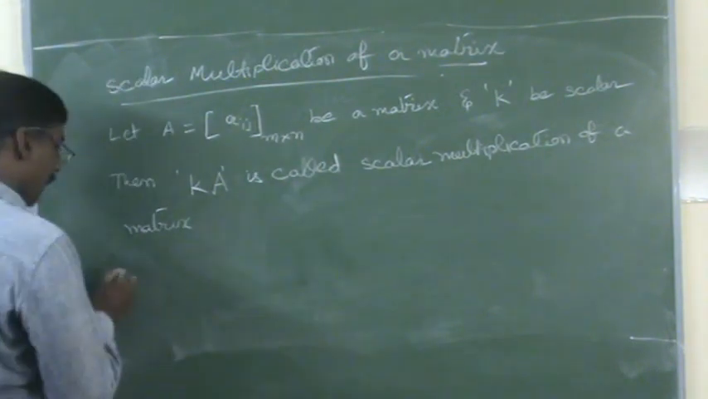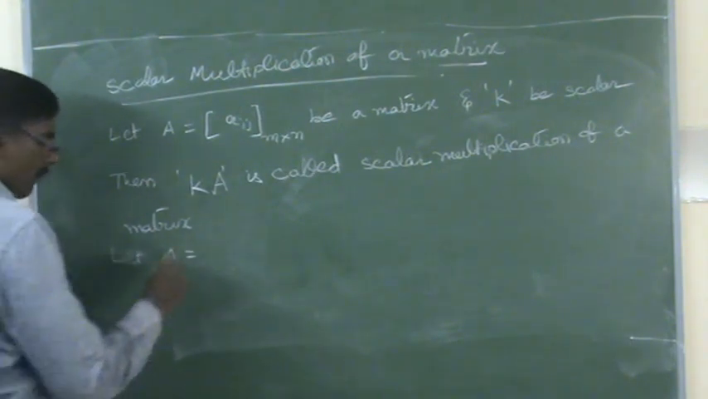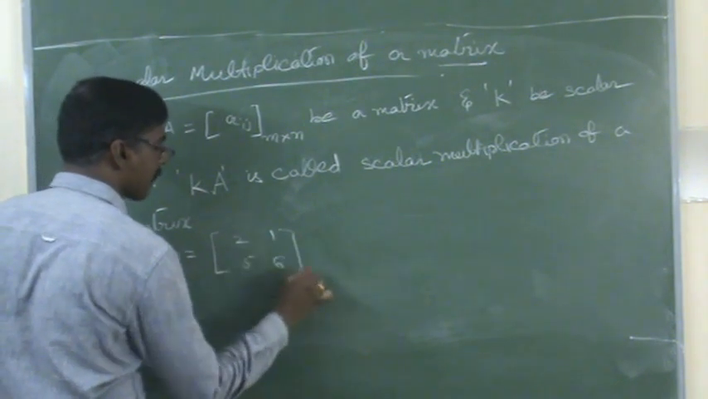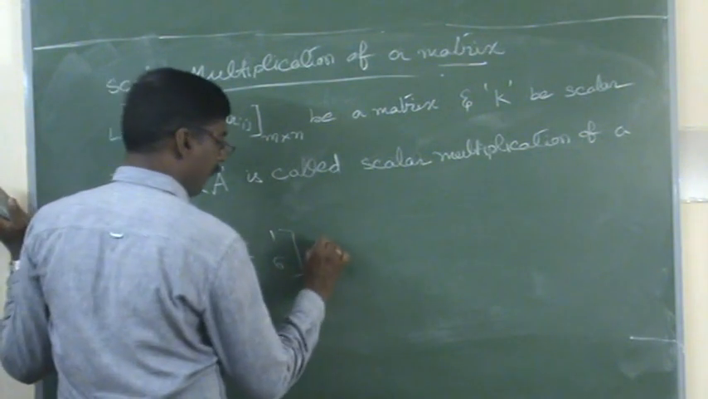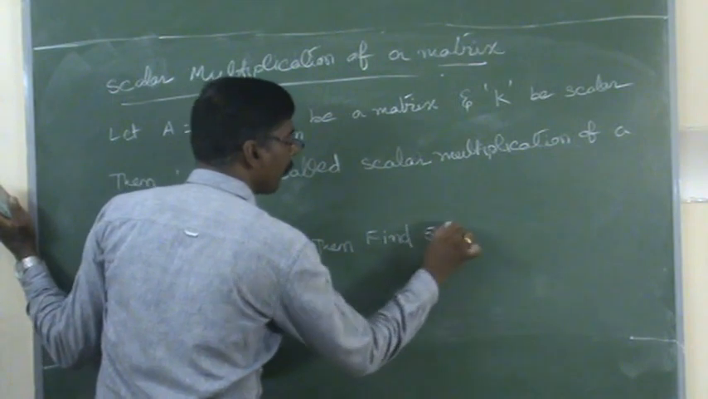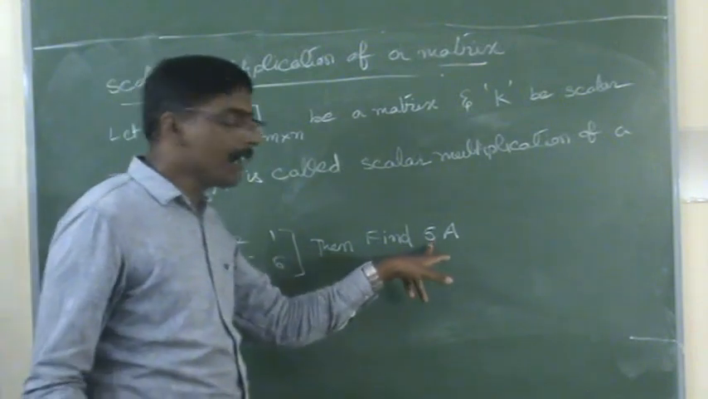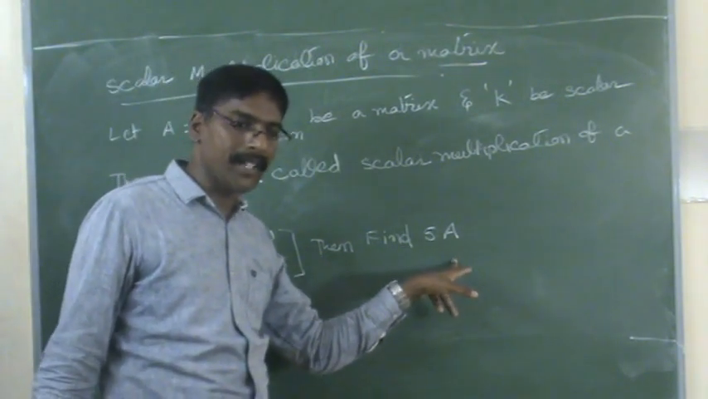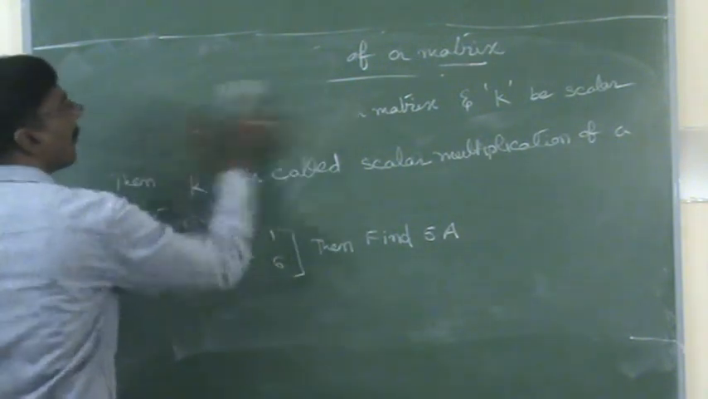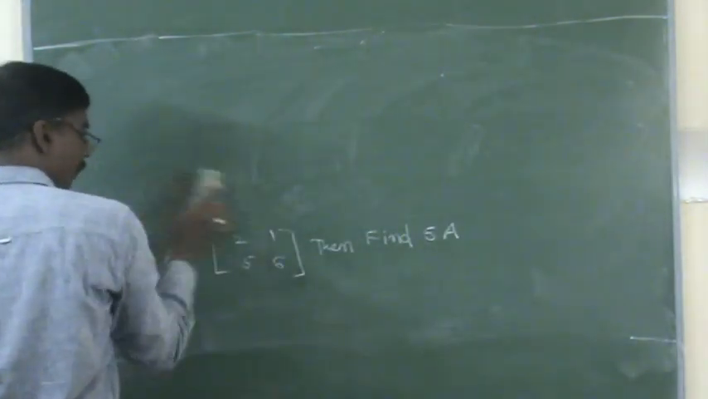For example, let me take this one example. Let matrix A be 2, 1, 5, 6. This is one matrix example. Then find 5A. Here 5 is nothing but a scalar, and A is nothing but the matrix A. How to do it? Very simple.